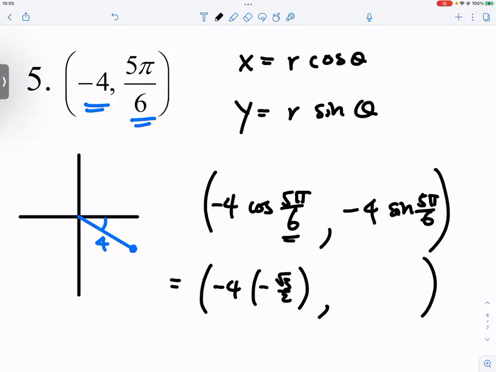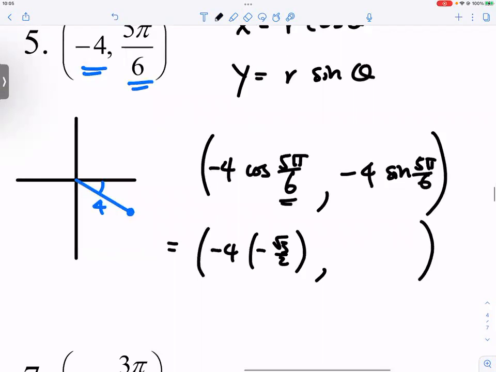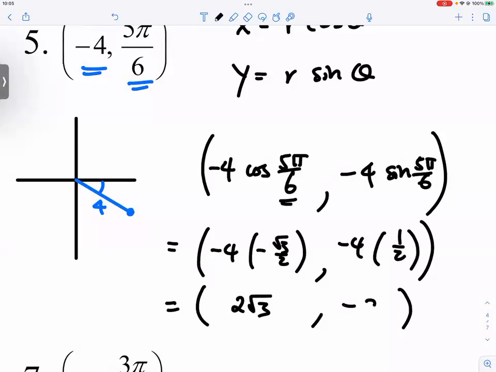Five pi over 6 is not in the fourth quadrant. So that's why I said there are two ways to do it. One, just go straight with the given R value and theta value. You don't think anything further. So you follow this, and then you will have a positive x value, which is what we're expecting. And then we have -4 times 1/2. So then you have -2, which is also what we're expecting because it's a negative y value. So you may do this.